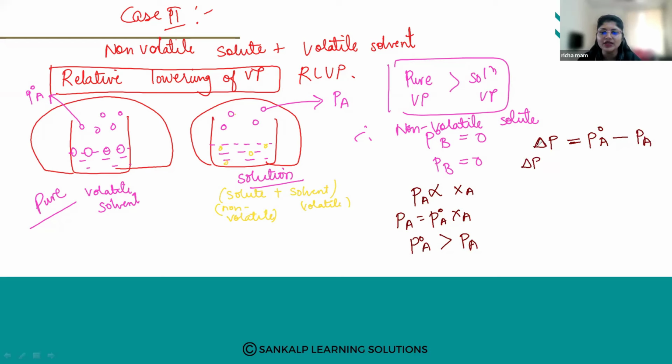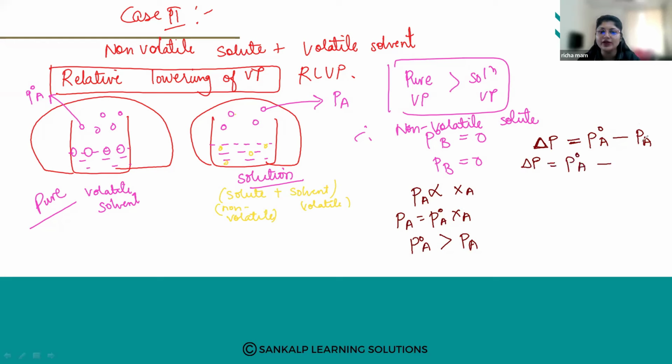Delta means we are taking the difference. Difference in the partial pressure. So it can be calculated as delta P equals P naught of A minus P of A, where P naught of A is in the pure state and P of A is in the solution state. So delta P is equal to P naught of A minus P of A.